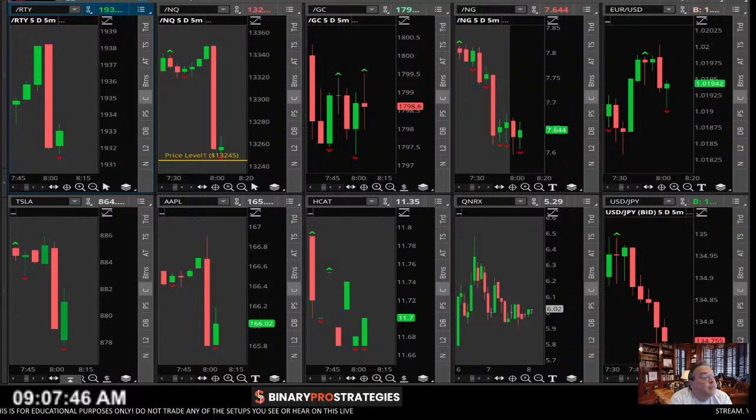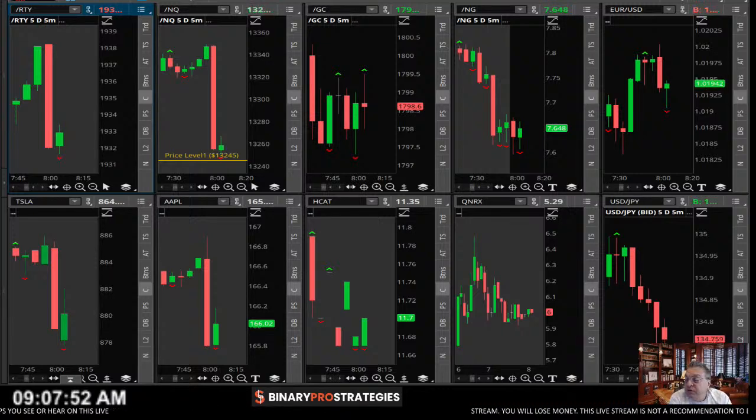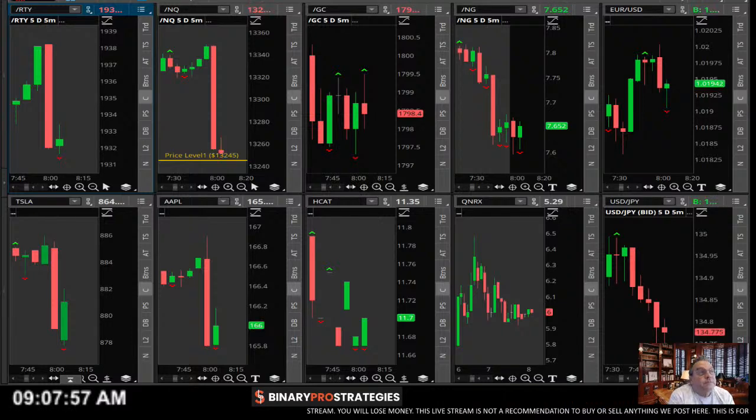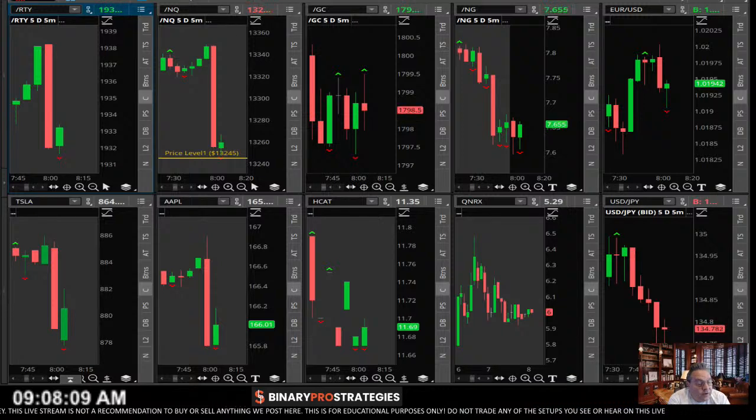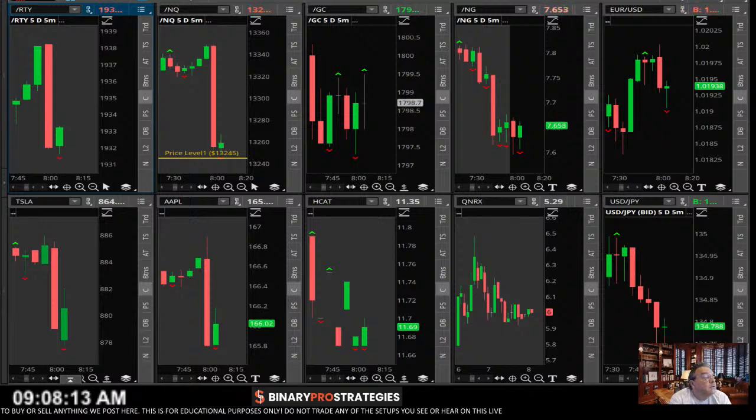Still watching the mini NASDAQ, may get triggered short here. Not seeing anything yet on the US yen. Still continuing to go down. Once again, we still have a few more minutes here. If we do get a setup here, we'll go ahead and initiate a short here in about 3 minutes. Pullback on QNRX. Come down to $5.50.